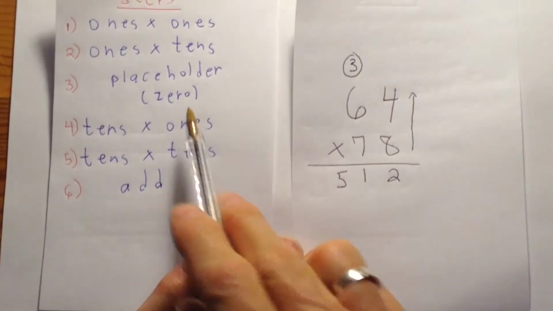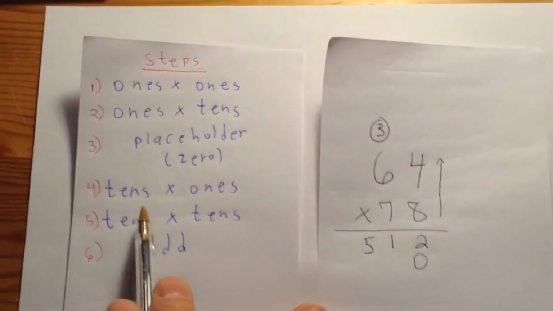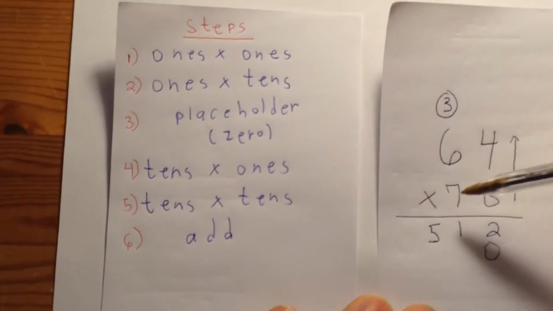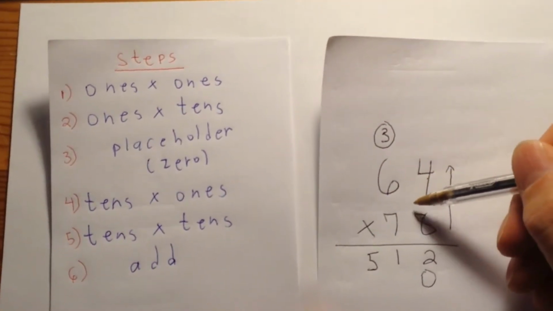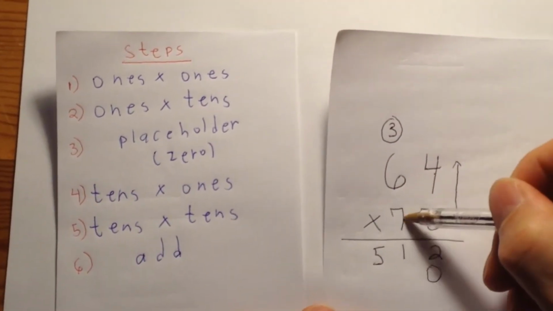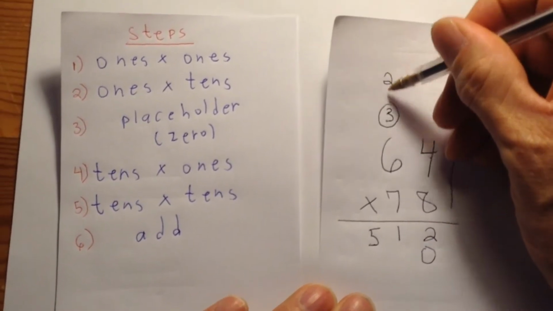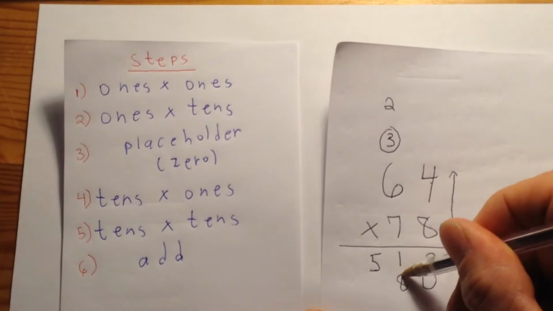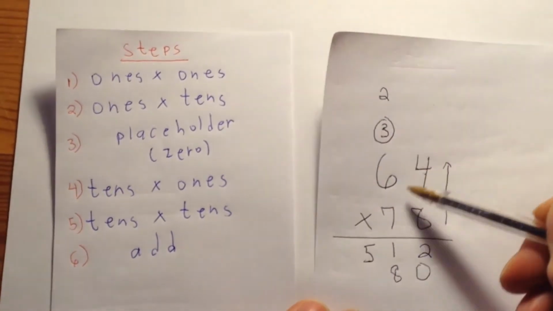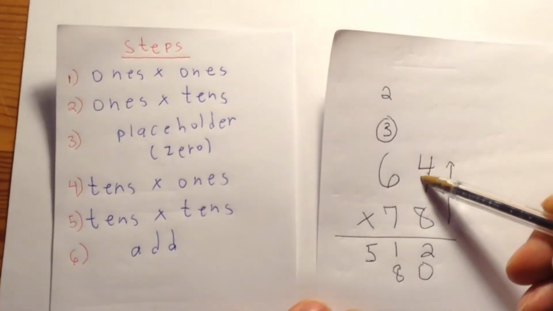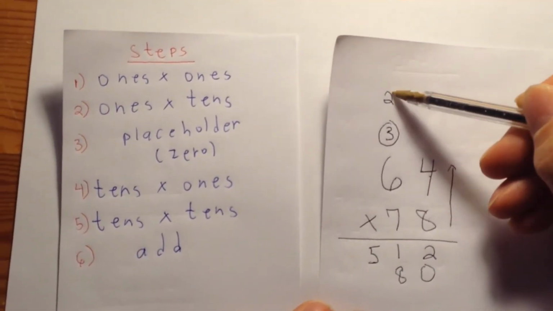Next step is the placeholder. Next step, 10s times 1s. 7 times 4 is 28. I like to call this the way up there, way down there. 7 times 4 is 28. Way up there, 28. This is a confusing step, so let's see it one more time. 10s times 1s, 7 times 4 is 28. We carry the 2 from the 1s to the 10s. 28.